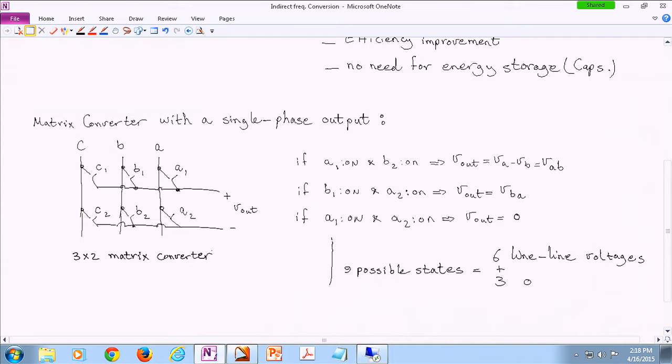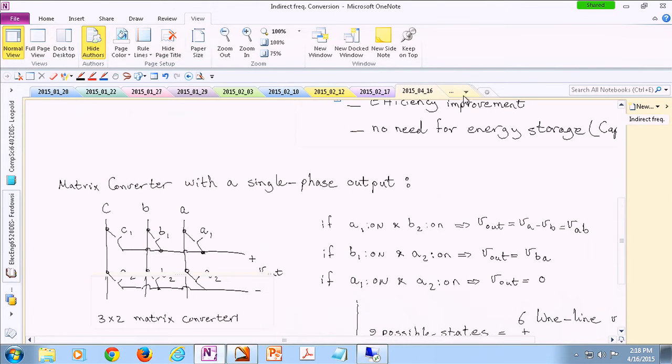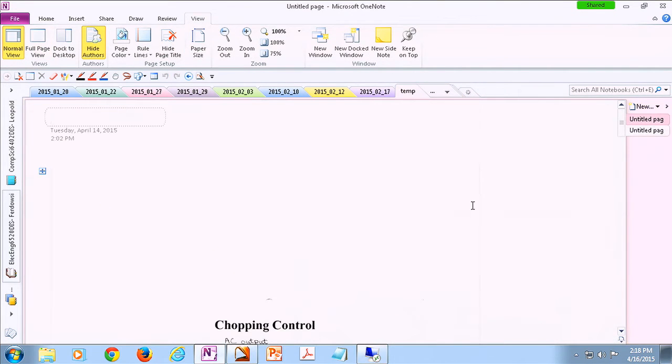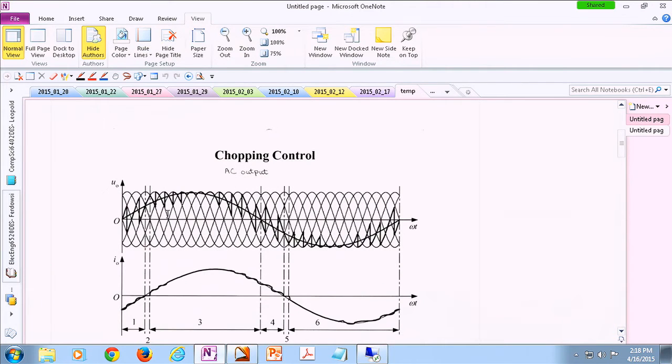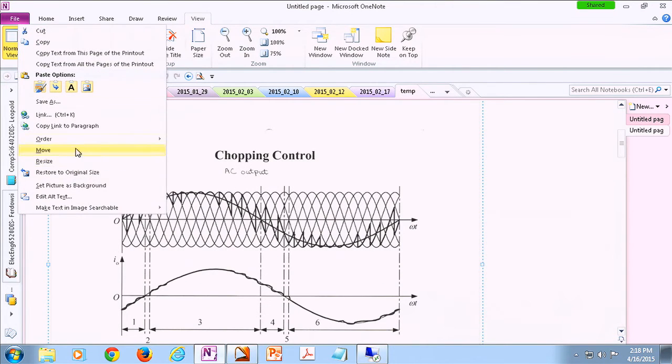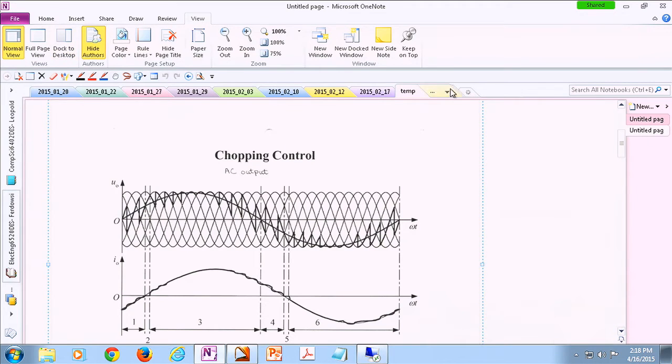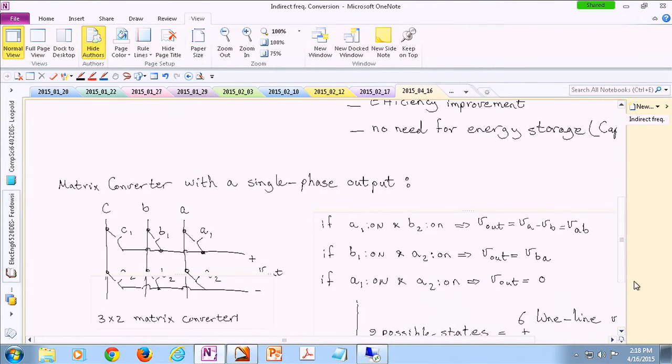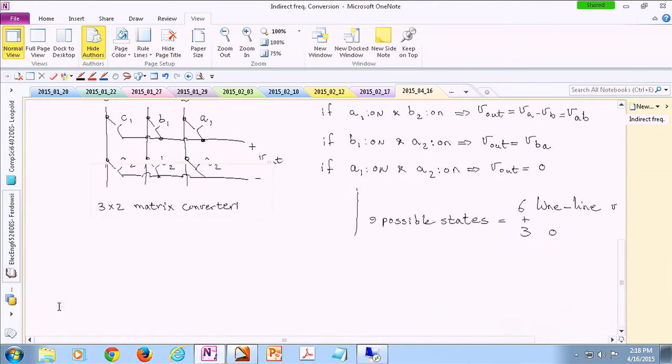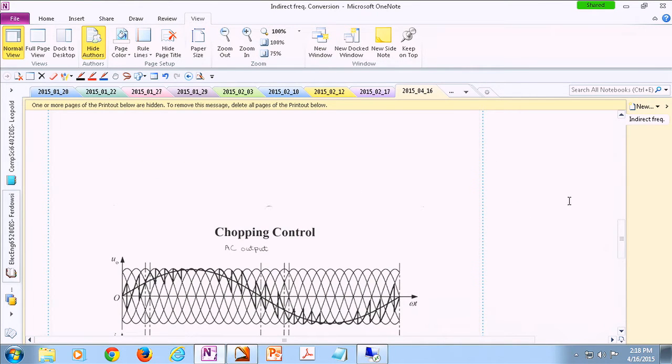Now, last time I had some handouts. I'm going to use them now. Hopefully you guys have it with you. Let's see. I saved them here. Okay, they are here. Also, if you're a distance student, these files are also uploaded on Blackboard under a name called Matrix Converter.